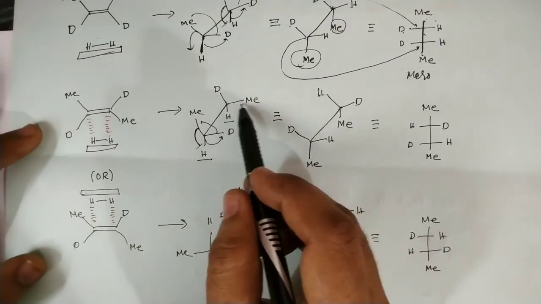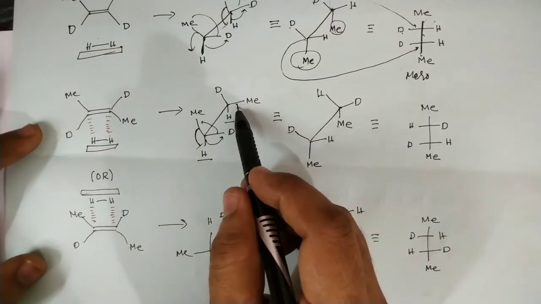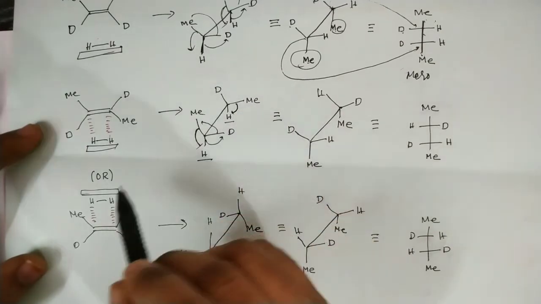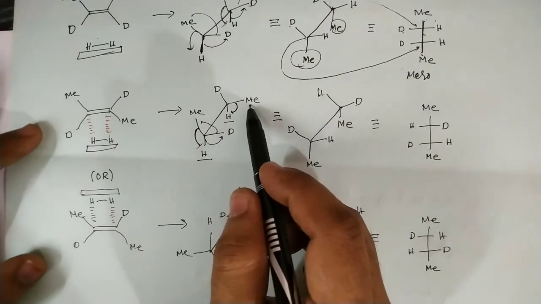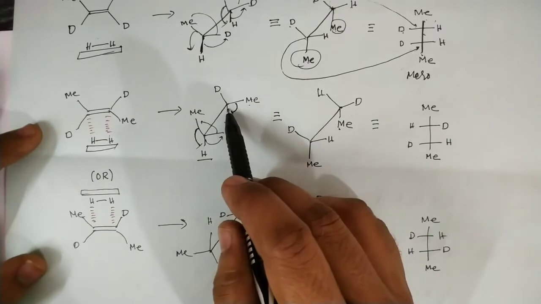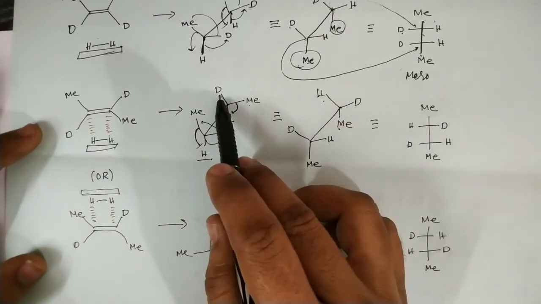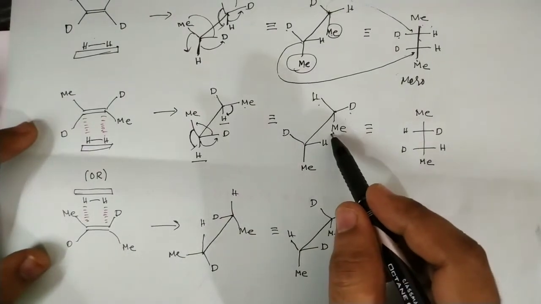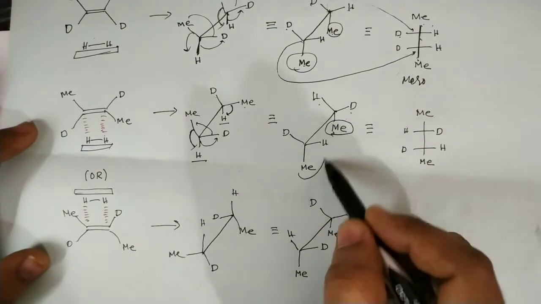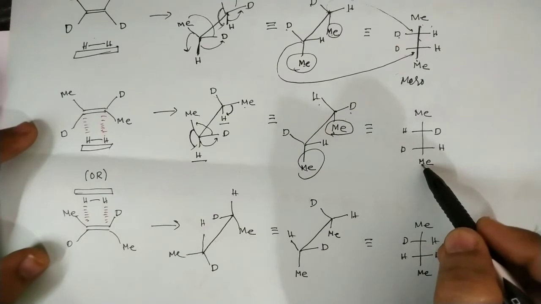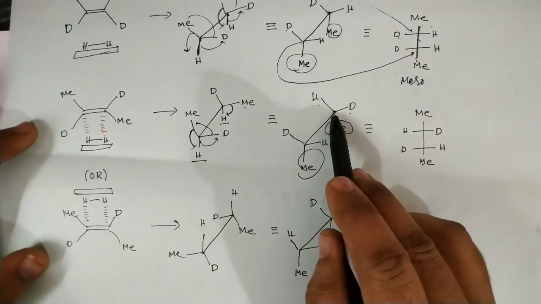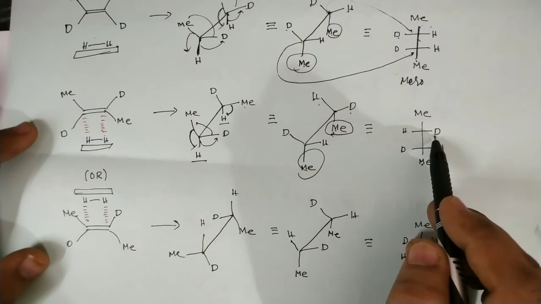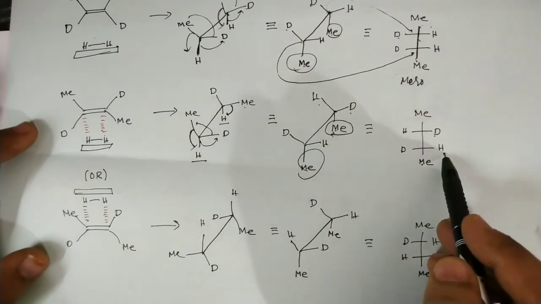Now this one again, rotating 120 degrees, methyl comes to the downward direction, the hydrogen goes to this direction, and deuterium comes to this right side. So now the groups which are in the downward direction must be on the vertical line in a Fischer projection formula. At this carbon, deuterium on the right side, and hydrogen on the right side, here hydrogen right side.